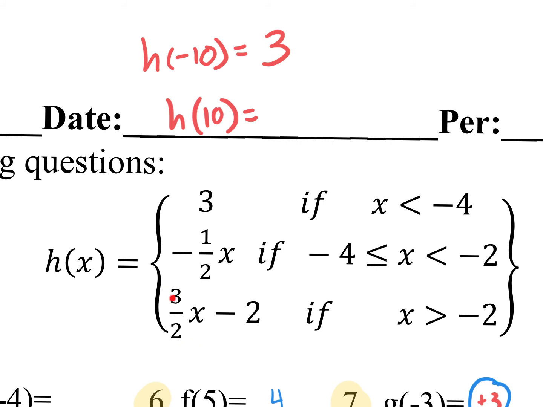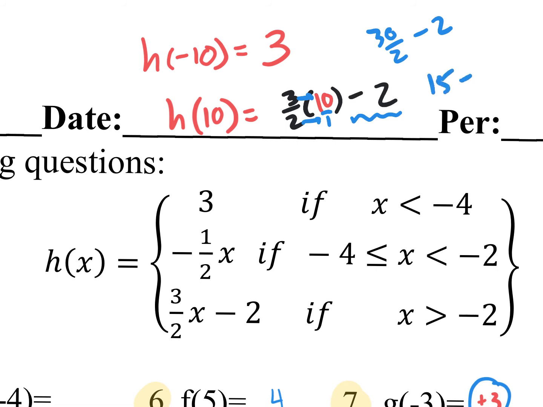So I'm going to rewrite this, 3 halves x minus 2. And I am plugging in the number 10. So you could just multiply, top with the top, bottom with the bottom. 3 times 10 is 30. 2 times 1 is 2. And then we have the minus 2 at the end. So you have 30 divided by 2 minus 2. 30 divided by 2 is 15. 15 minus 2 is final answer 13. I apologize for the mess, but that's your answer. Is this making sense?